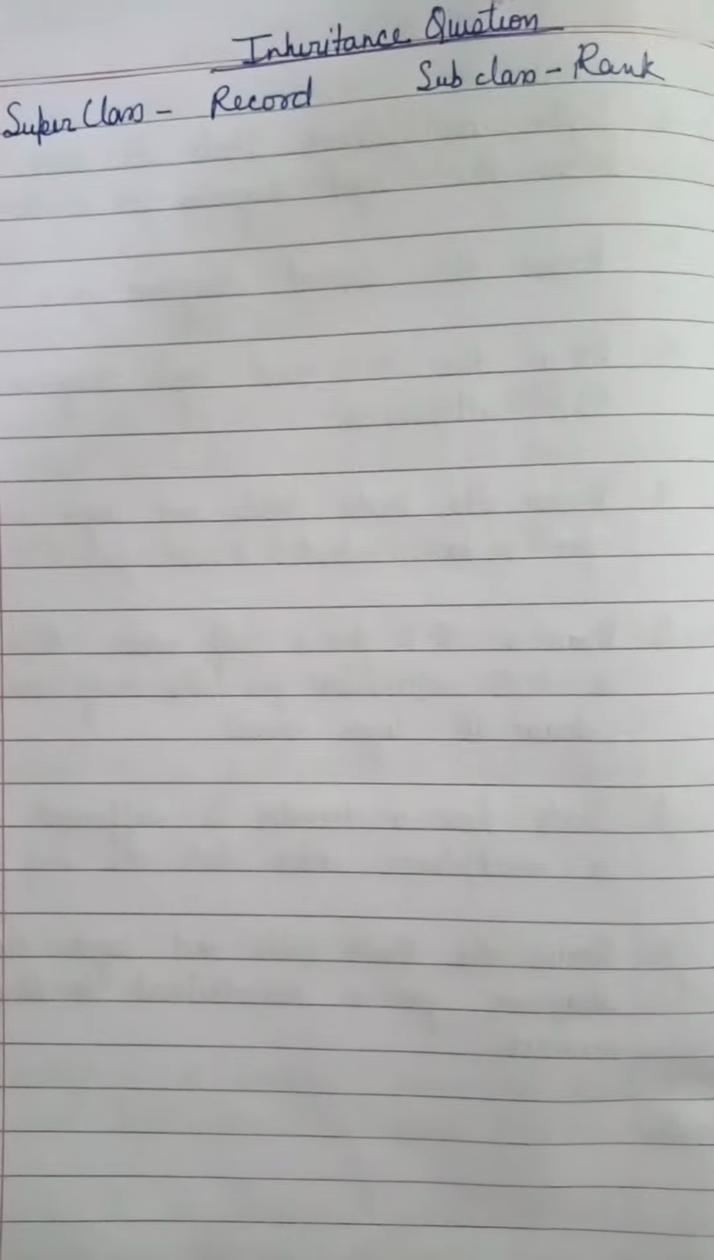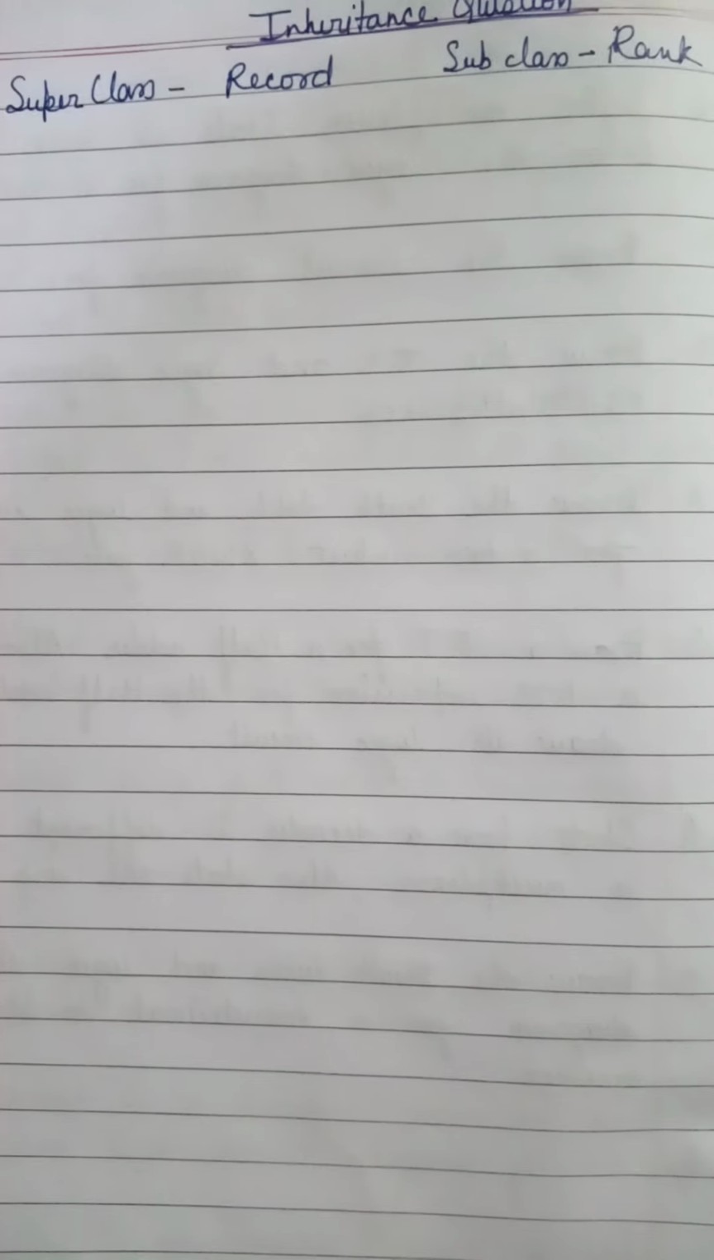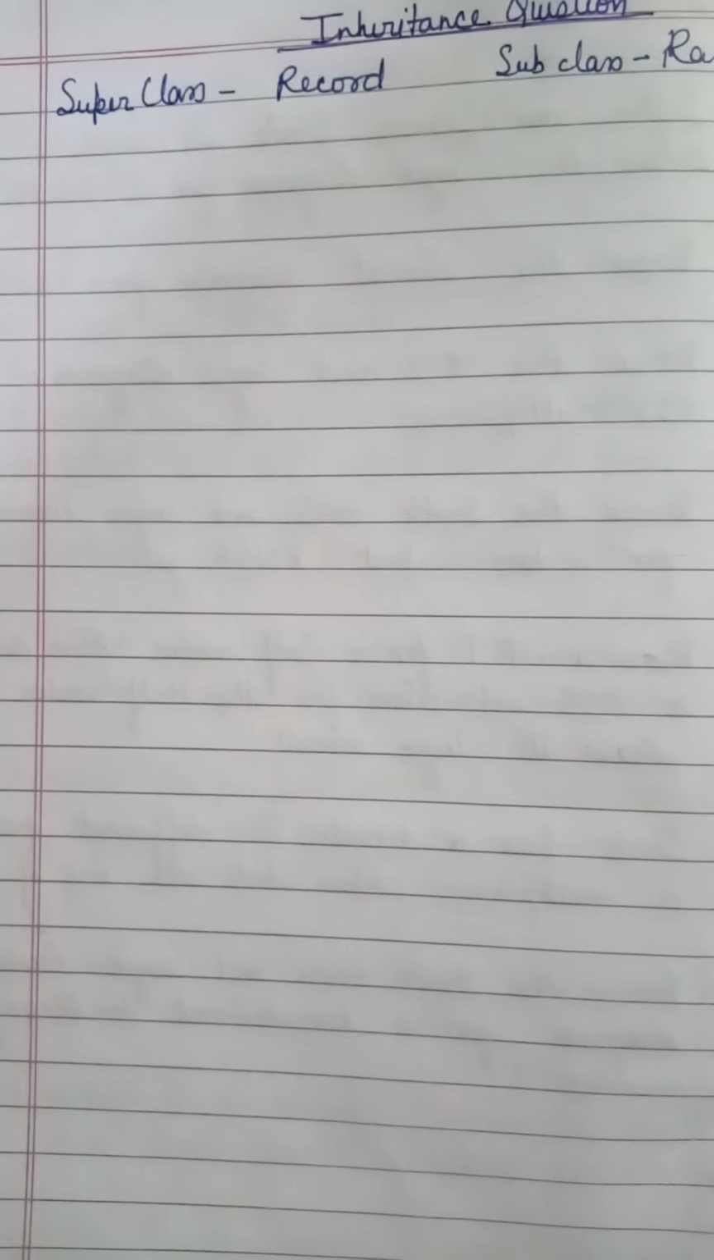Girls, in this video we'll do the question that is based on inheritance. The question is, a superclass record has been defined to store the names and ranks of 50 students. There is a superclass named record, and you will be taking the same name record, and you need to store the names and ranks of 50 students.